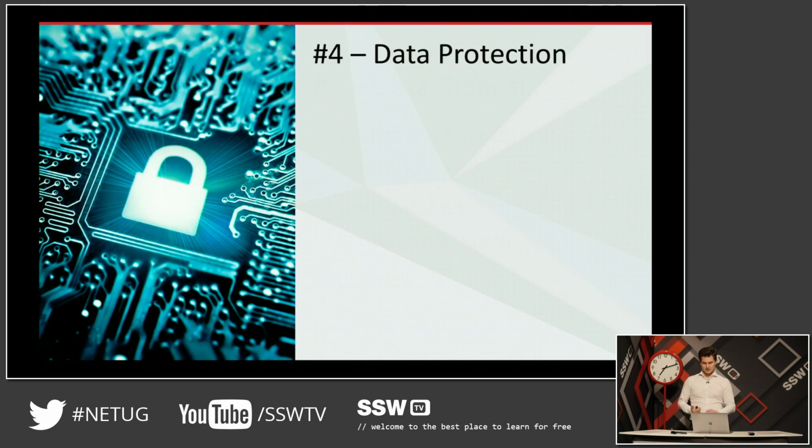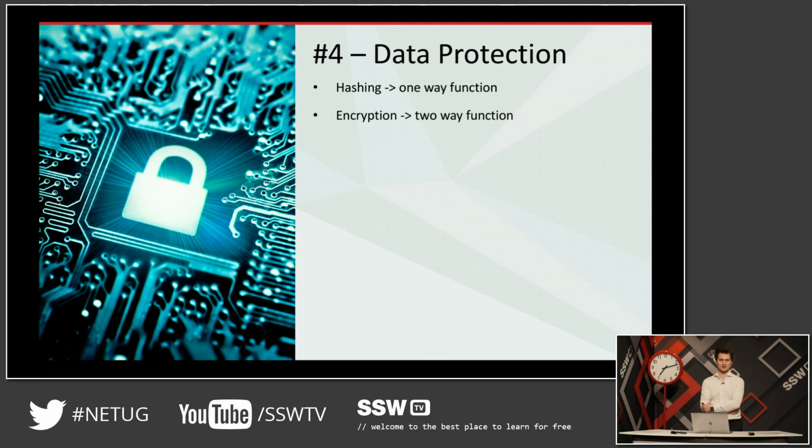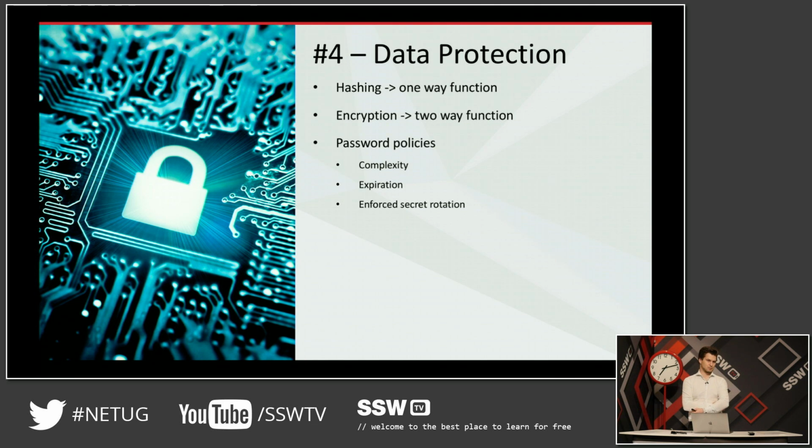Okay. Moving on. What about data protection? We have a few options here. We have hashing, which is a one-way function. So for passwords or whatever you use, that's where you would use hashing. If you want to encrypt sensitive data, then encryption is a two-way function, and you normally do it either using a certificate or some mechanism where you can reverse the whole thing. Then obviously we have some password policies in that space. Predominantly I'm thinking here about complexity, expiration, and enforced secret rotation. Who's using any of that? Okay, half the room.